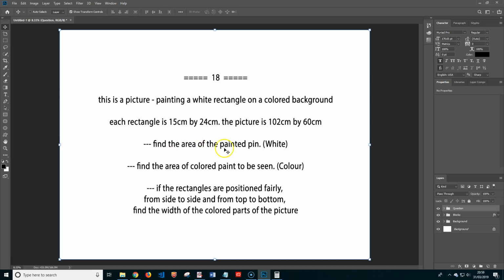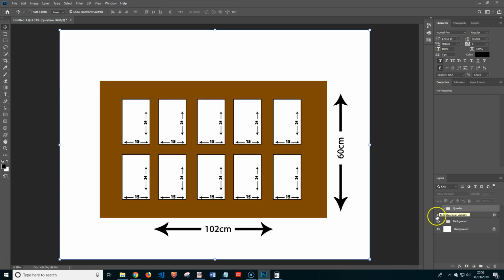We have to find the area of the white and we have to find the area of the colour. So that's two sums that we have to do straight away. And then we have to find from side to side, top to bottom, the width of the coloured parts of the picture. So we'll do that at the end. But the first thing we're going to do is have a look at the picture and do the sums that we need to do.